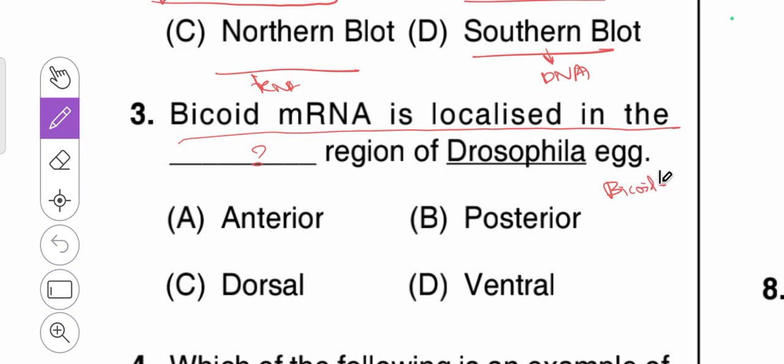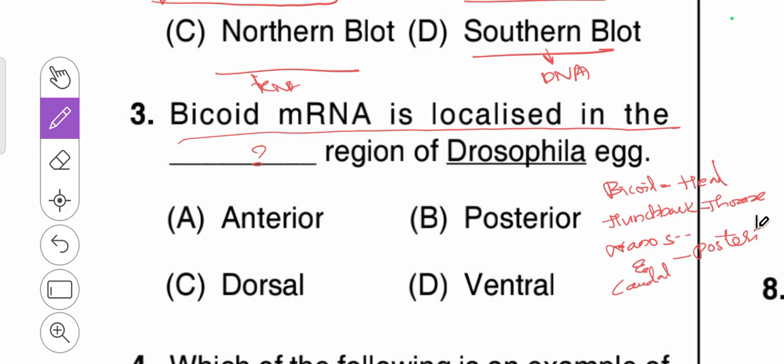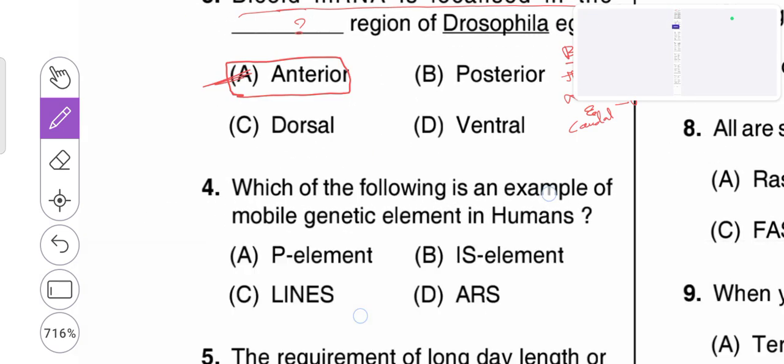This bicoid will decide the head region, whereas hunchback will decide the thorax part of the Drosophila. Then nanos and caudal, they will decide the posterior part. So here they are asking regarding the bicoid mRNA. This bicoid mRNA is responsible for the anterior region of the Drosophila egg. So third, A is the right answer. Then fourth one.